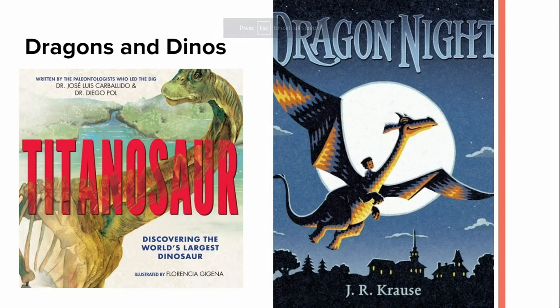Dragons and dinosaurs. You can never have enough of those in elementary. This year there's a new one called Titanosaur. The Titanosaur is 120 feet long, and two paleontologists wrote this story. It's an oversized picture book, and you might pair it with Dragon Knight, which is a story about a little boy who's afraid of the night, N-I-G-H-T, and a dragon who's afraid of the knight, K-N-I-G-H-T. The two of them become friends and try not to be afraid of the two things they're afraid of, but as they form this friendship, daylight comes, and now the dragon will be seen. So what can George do to hide his dragon from the daytime?